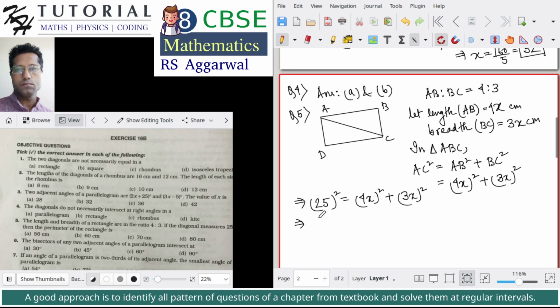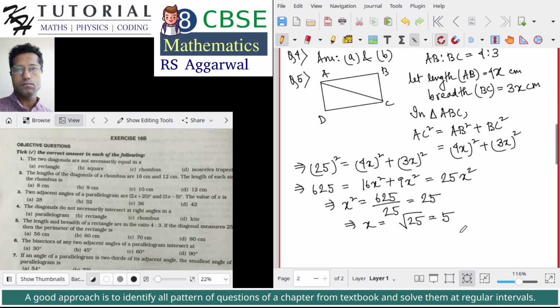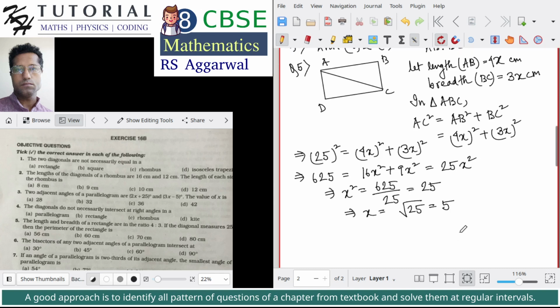This implies 25 square, which is 625, is equal to 16x square plus 9x square, which is 25x square. So x square is equal to 625 divided by 25, which is 25. So x is equal to square root of 25, which is equal to 5. So x is 5. Then the perimeter of the rectangle.